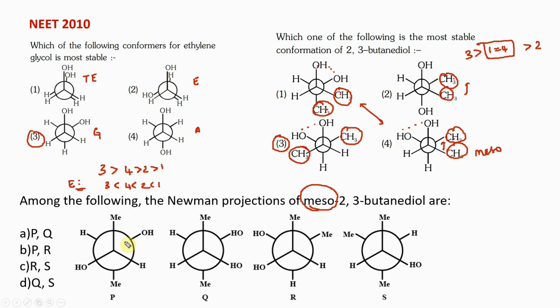Alright, now let's make sure these are meso. If I rotate this by 180 degrees, the methyl goes here, OH goes here, H goes here. Methyl. Okay, OH will go here. Correct? OH goes here, H goes here. So this is not meso. Now I'm going to rotate it 60 degrees because this has to go here, this has to go here, this has to go here. Yes, it is meso.